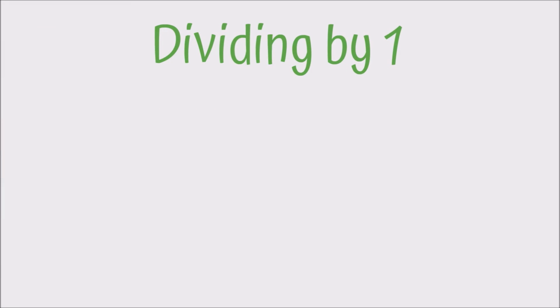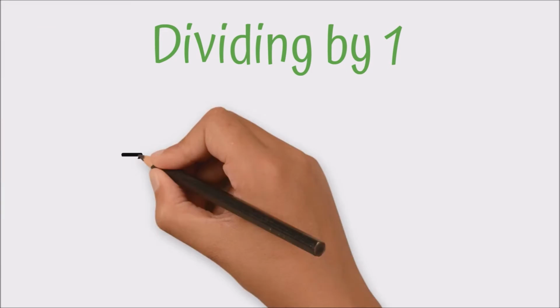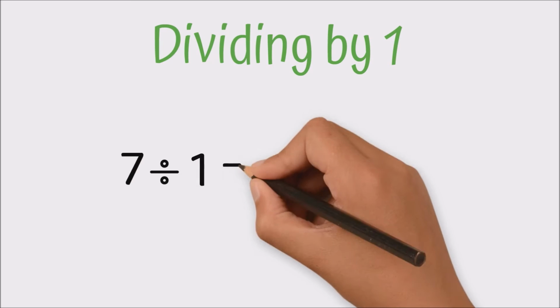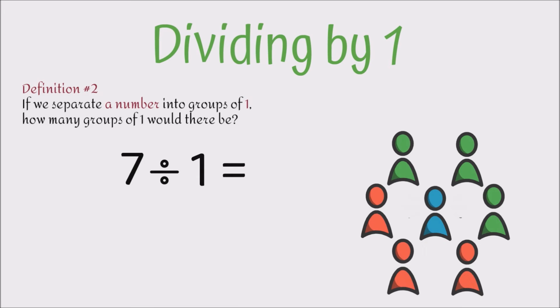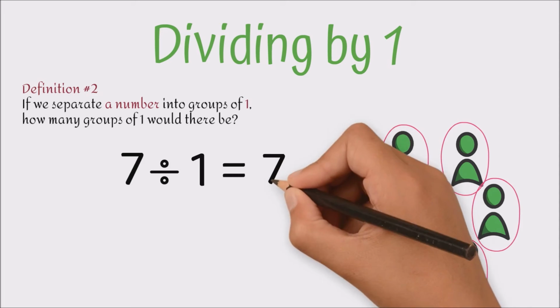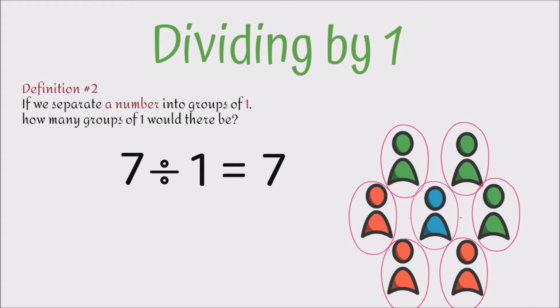Next up is dividing by 1. Let's use this example: 7 divided by 1. Now again, using our second definition, this means how many groups of 1 can I separate 7 into? And the answer would be 7. Because 1 is a unit, it would take the same number of groups as the number itself.